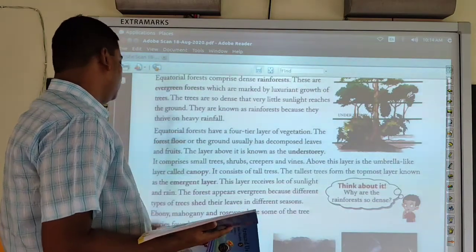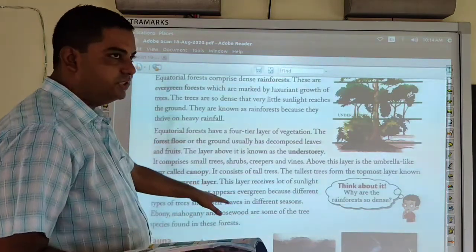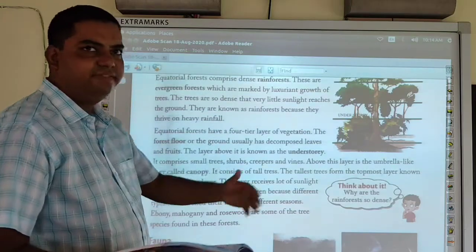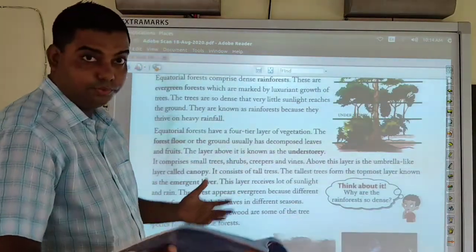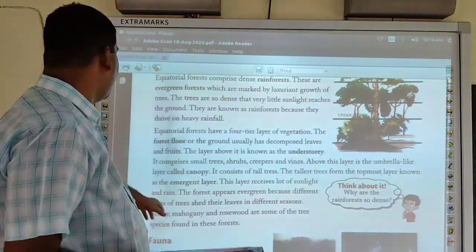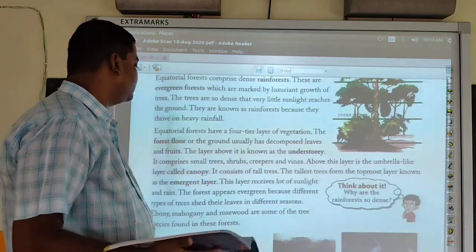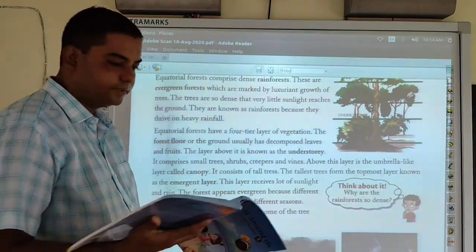So, this type of forest is evergreen because different types of trees shed their leaves at various seasons. And what are the various types of trees which are found? Ebony, mahogany and rosewood are some of the species found in these forests.